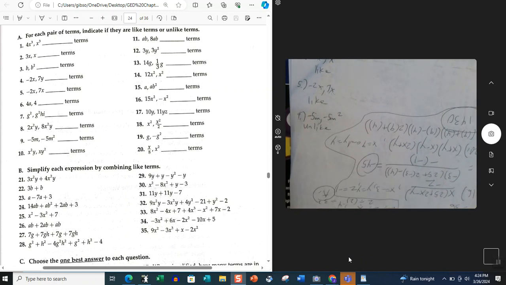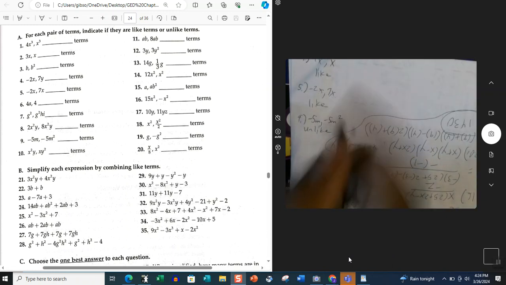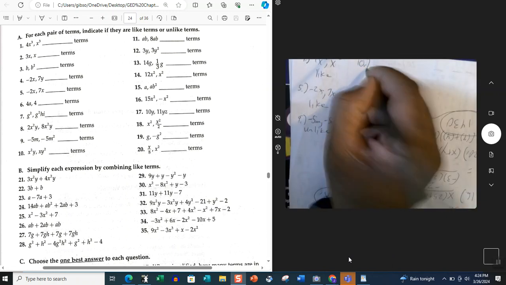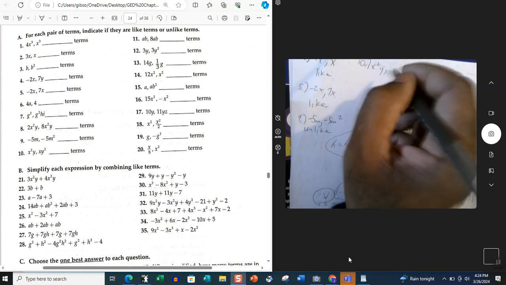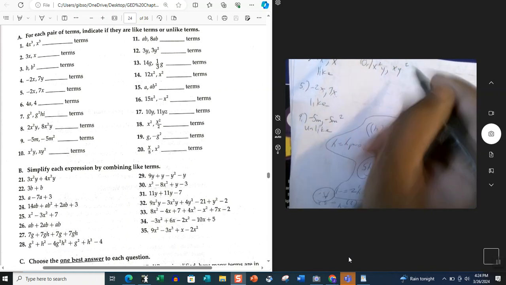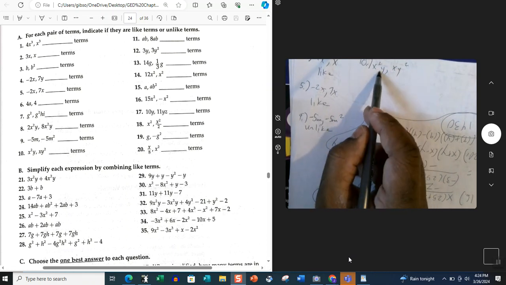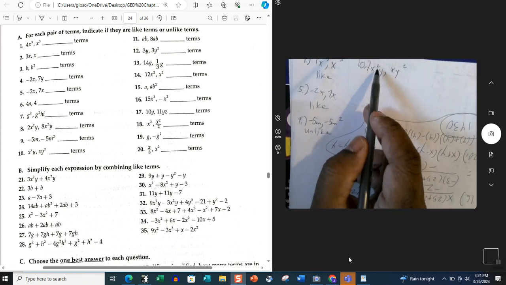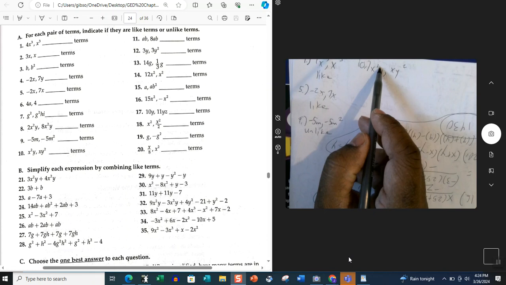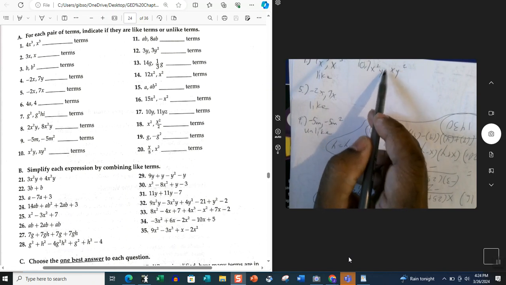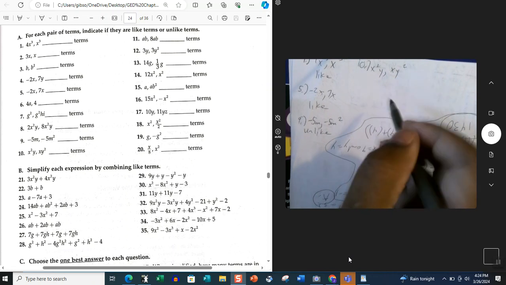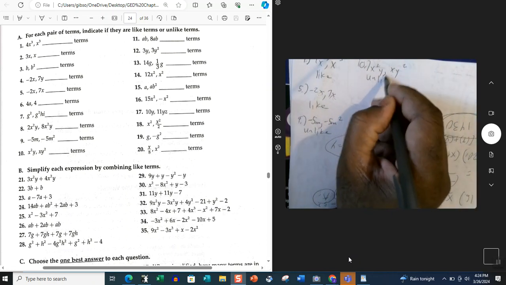Okay, now let's look at number 10. Number 10, we have x squared y and also xy squared. Now both of these have xy, but their exponents are different. The exponent for x is 2 here and 1 here. The exponent for y is 1 here and 2 here. So these are unlike terms.